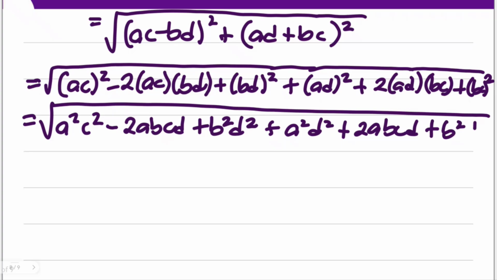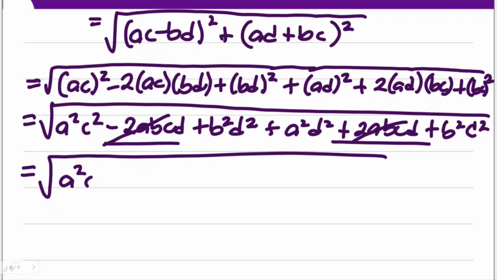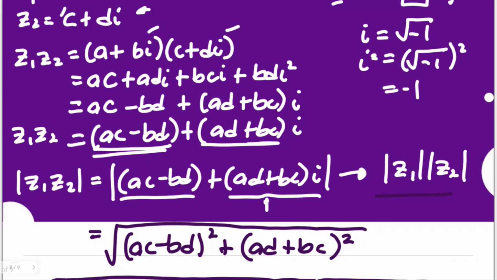B squared C squared. I would like to take your attention to these two terms. They're actually just opposite of one another, so we can simply remove them, thereby making our next expression equal to A squared C squared plus B squared D squared plus A squared D squared and plus B squared C squared. Okay. Take note, again, our goal is to have a situation like this, so we can see a product of their independent modulus for these two.